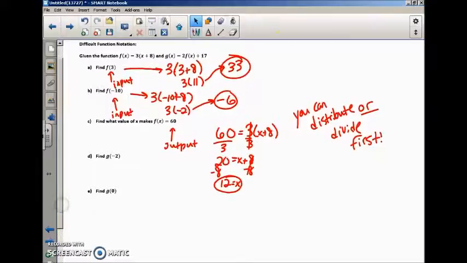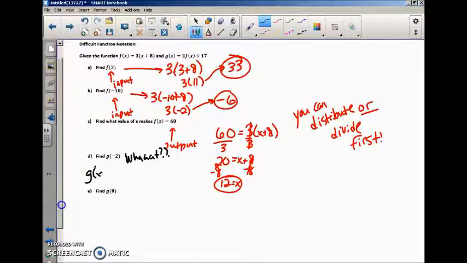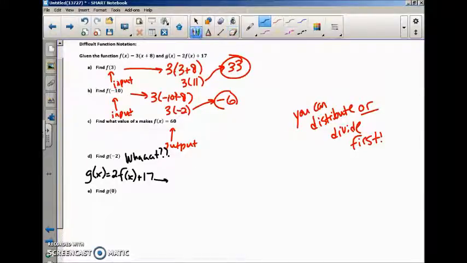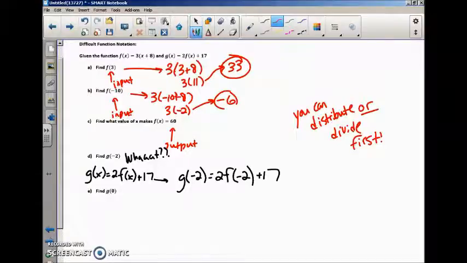Alright, so here's where the funky stuff happens. What? You've got g of -2, but what about g and f, and how do they intertwine? So let's first think about it. If you see g of -2, -2 is an input for g, so you need to put -2 wherever you see x. So we'll do that there.